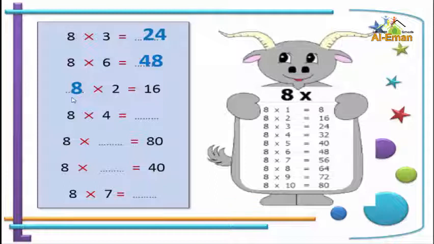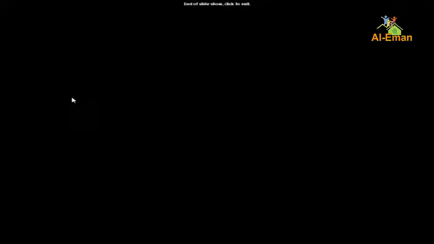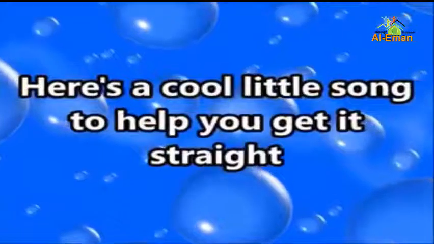8 times 4 equal 32. 8 times what equal 80? Excellent. 10. 8 times what equal 40? 5. 8 times 7 equal? Excellent. 56. If you want to multiply by 8, here's a cool little song to help you get it straight.